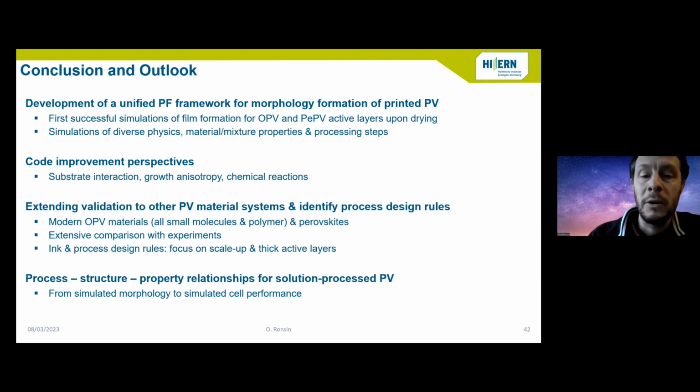And here we have a current focus on the scale-up of the surface of the solar cells and on getting nicely performing thick active layers. And last but not least, you have seen these different morphologies. Of course, we would love to say, yes, this one is good, no, this one is bad. For this reason, we would like to go from the simulated morphology to the prediction of the cell performance, in particular, the efficiency, of course.